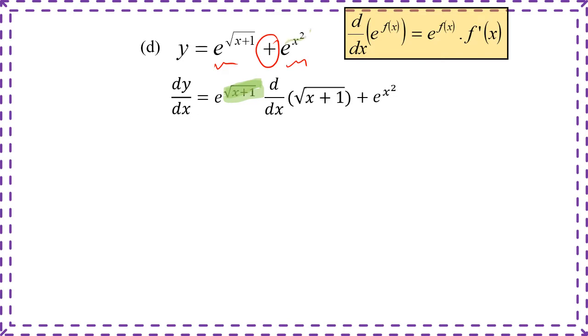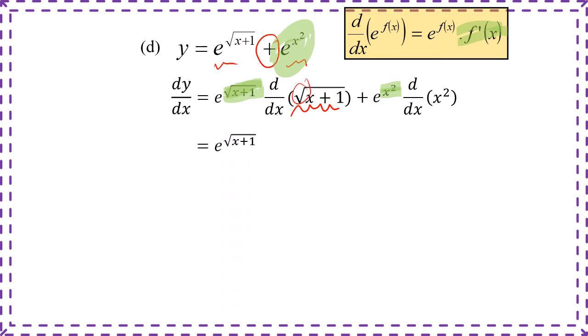So differentiate square root of x plus 1, and then plus, by the summation rule, we differentiate the second term, so we copy back everything. So we have e to the power of x squared, and then multiply by the derivative of the power. So derivative of x squared. Now what we need to do is to solve the derivative part here. So how to differentiate square root of x plus 1?